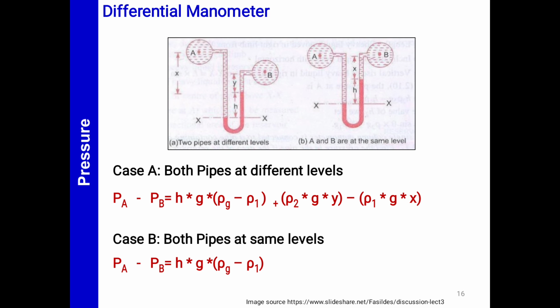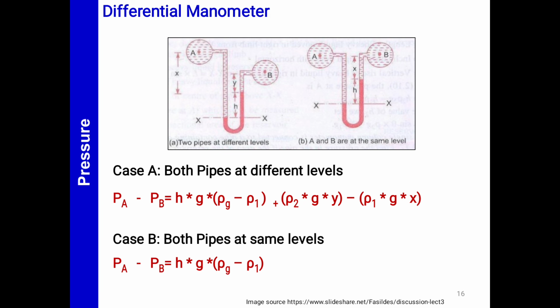U-tube differential manometer. The figure shows the differential manometer of U-tube type. The first figure shows both the pipes at different levels, and the second figure shows both pipes at the same level.